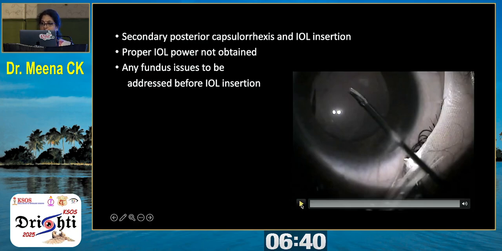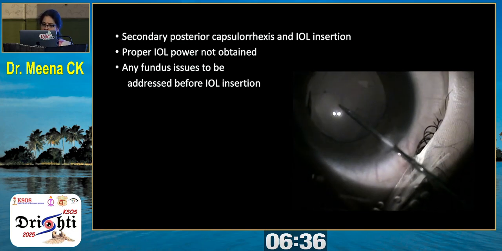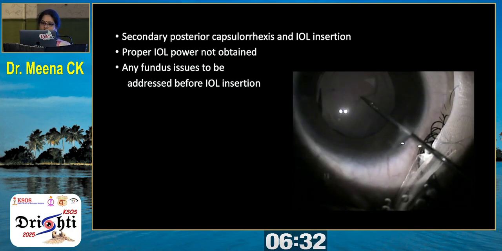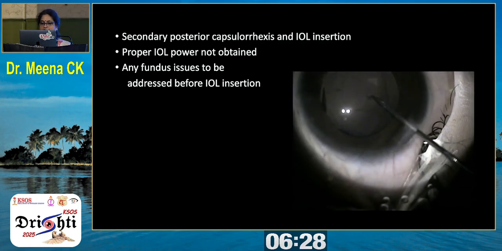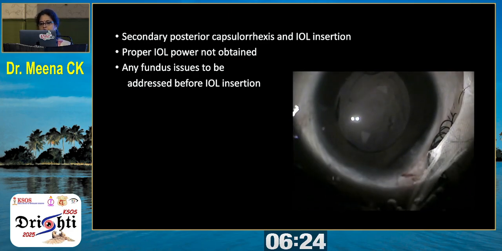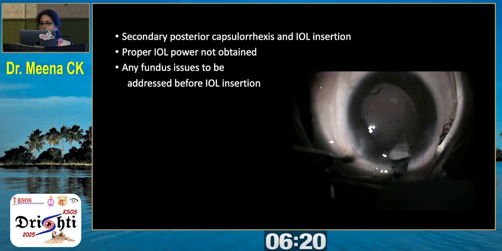You have to deal with the posterior capsule also. So after 2 days, I did a secondary posterior capsular rhexis, and the next day we checked the IOL power using the IOL master, and we could get the power, and a secondary rhexis is being done here. Usually we do a PPC. So here you can see the segment there, and the IOL was put in the bag.